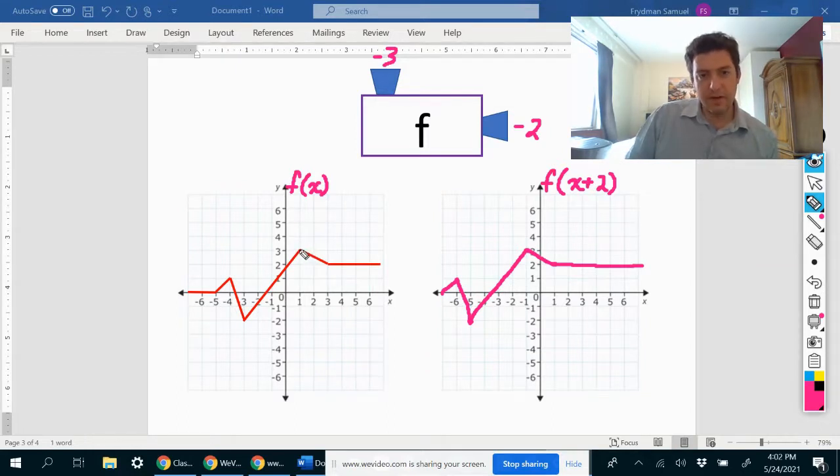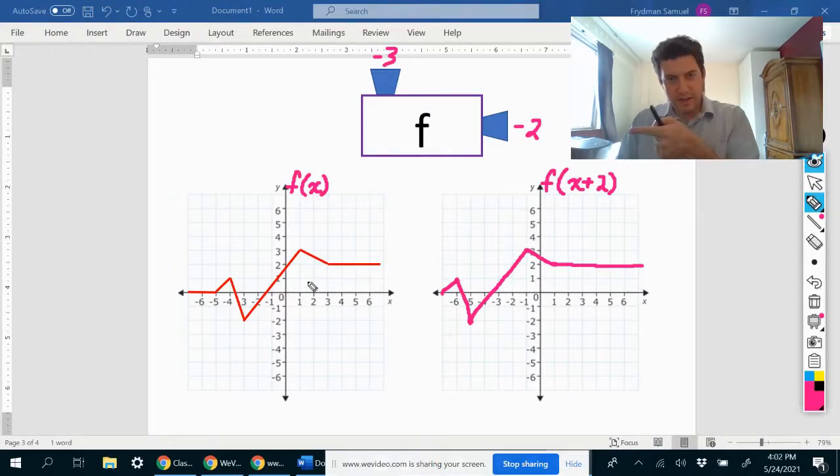bump over here was moved 2 spaces to the left. Now it's over here. Okay, this bump over here was also moved 2 spaces to the left. Now it's over here. All right, this bump, which used to be above -4, now on this graph, it's above -6. So everything over here was moved 2 spaces to the left when we add 2 to the argument.